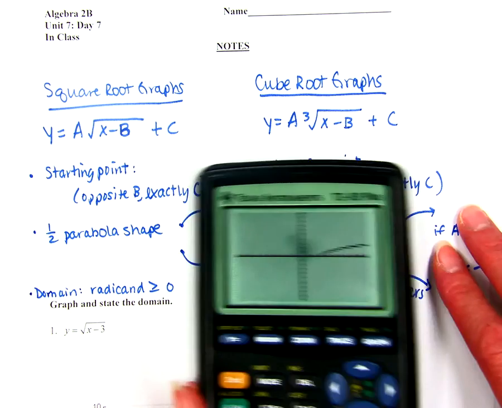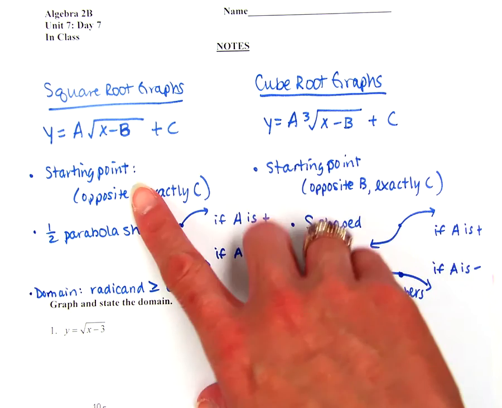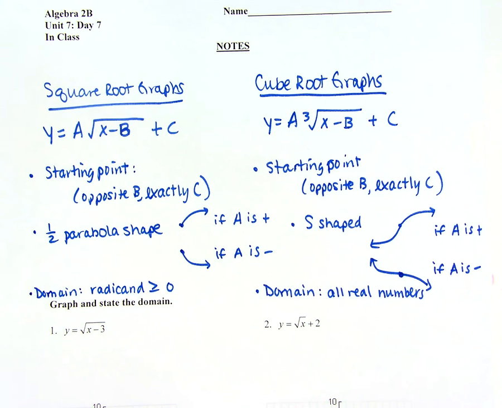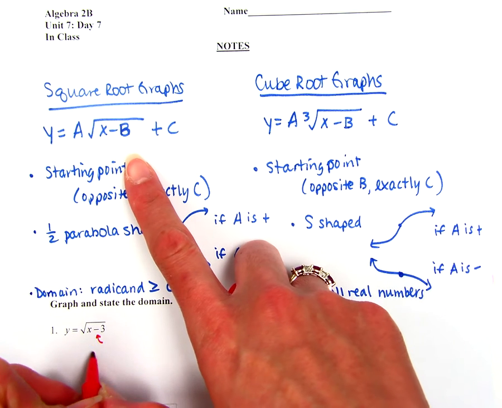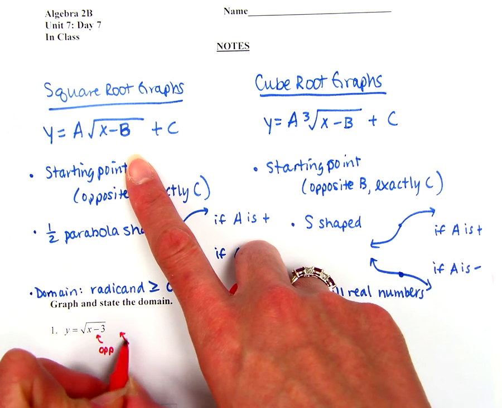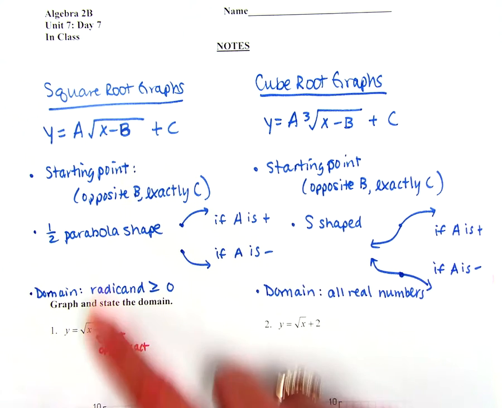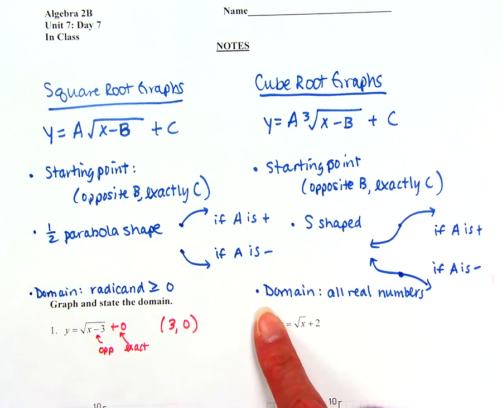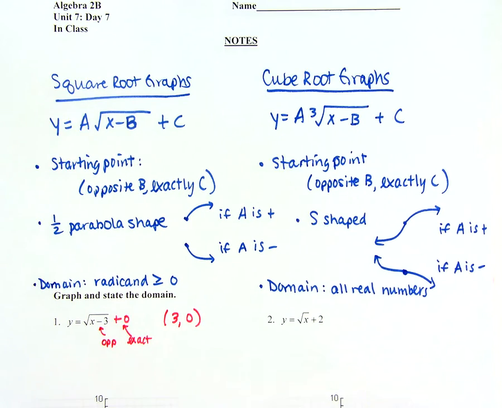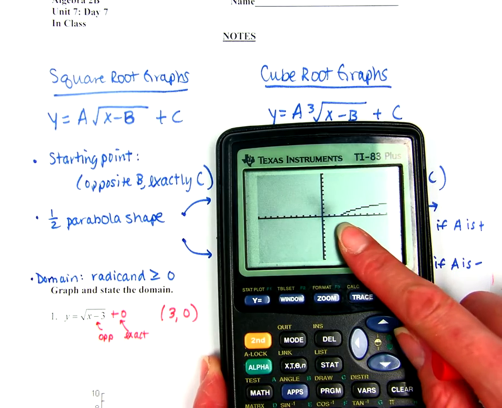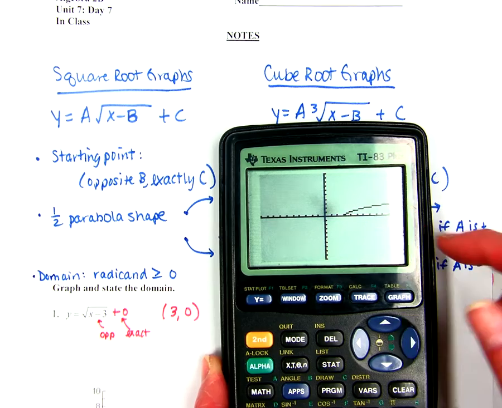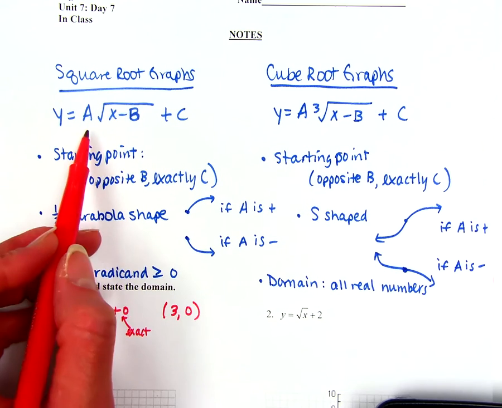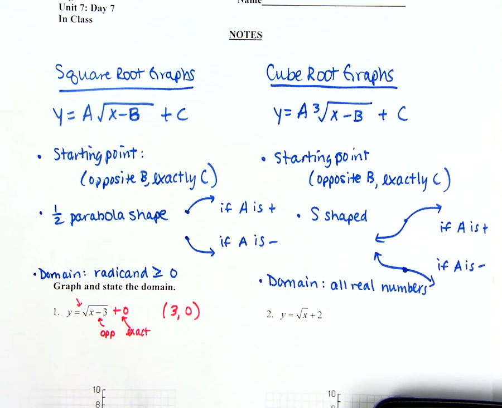If you look at what we have here, I need to find my starting point. It's not exactly called my vertex, but I look at the opposite of this number and exactly the number that's on the outside. So that tells me that my starting point should be at 3, 0, because there's really a plus 0 there. And if you look at the graph over here, it looks like it starts at 3, 0, and it goes up. If the value in front of the radical is positive, then it would go up. If it's negative, it would go downward.